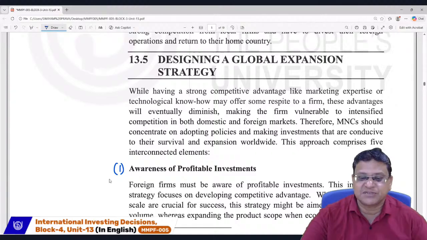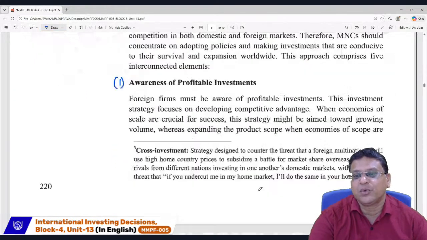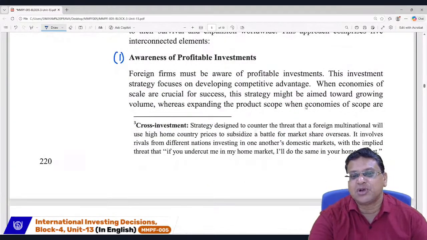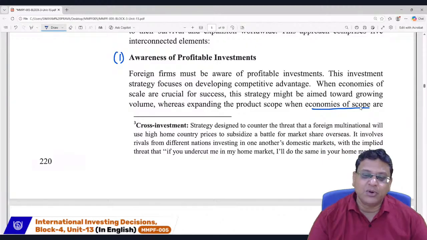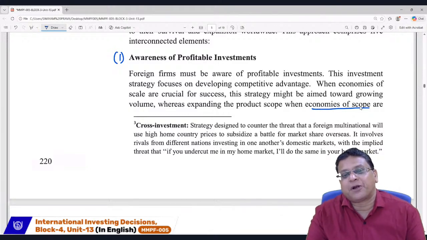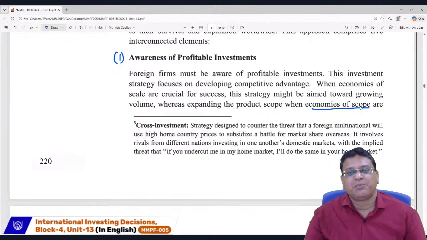The profitable investments may arise due to two things. One is due to economies of scale, another is due to economies of scope. So, what is the difference between economies of scale and economies of scope? Economies of scale arises due to producing a large quantity of a particular product. When you produce a large quantity of a particular product, per unit cost reduces. That is known as economies of scale.